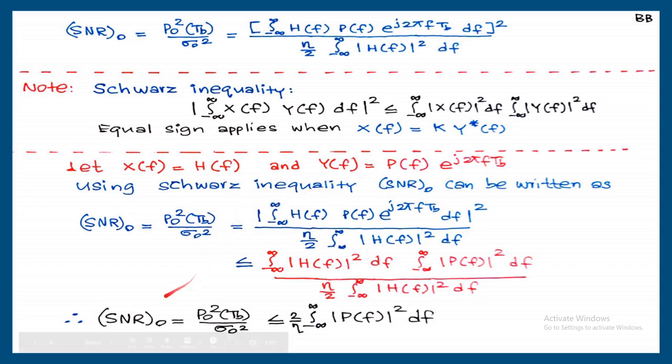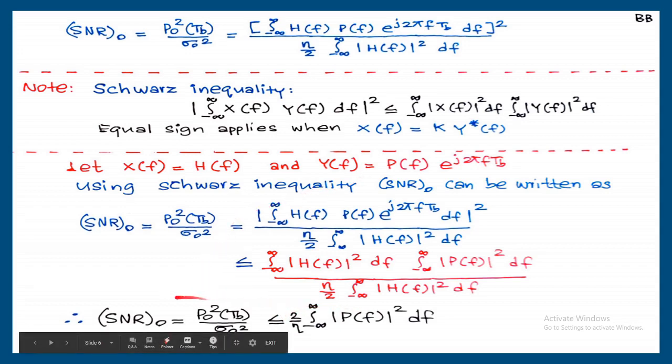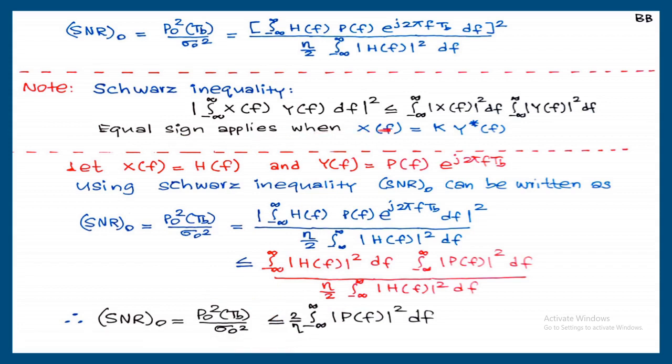Similarly, SNR output is less than or equal to this quantity. So what is the maximum SNR value? If the sign is equal sign. So when will we get equal sign? The answer is here. Equal sign applies when x of f is equal to k into y complex conjugate f. So if this condition is satisfied, this sign will become equal sign.